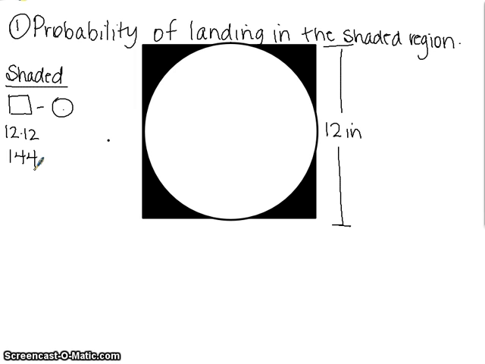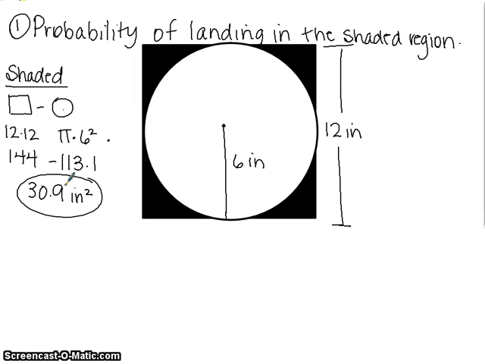Then, if we want to figure out the area of the circle, well, if this is 12, then half of that would be 6. So that would make the radius 6 inches. So we're going to take pi times 6 squared, or 36 pi. And when you round that to the nearest tenth, you get about 113.1. Okay? So if we take 144, minus 113.1, the area of the shaded region is about 30.9 square inches. Okay? That's what we kind of did in 11-3 too.